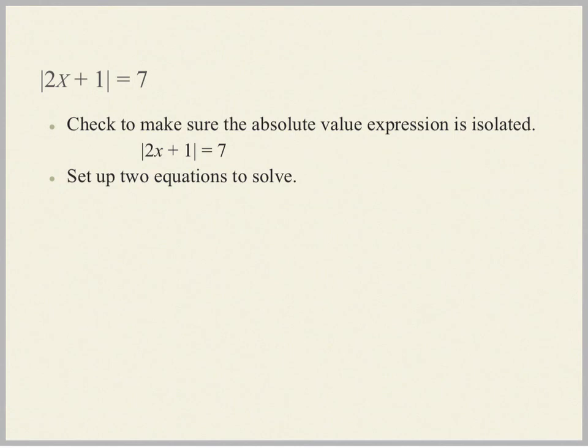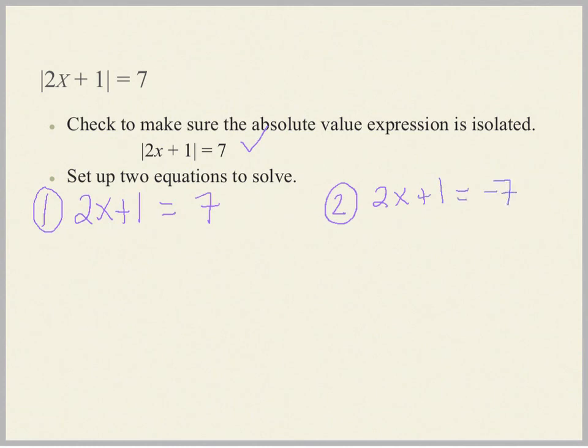Here, we have the absolute value of 2x plus 1 equals 7. In checking to make sure that the absolute value expression is isolated, we see that 2x plus 1 is indeed isolated. So we'll be setting up two equations. In the first equation, I will drop my absolute value and look at that positive distance of 7. In my second equation, I'm going to be dropping the absolute value bars, but I want to look at what the negative distance away is, or if it was negative 7 units away. Now I will solve these two equations.